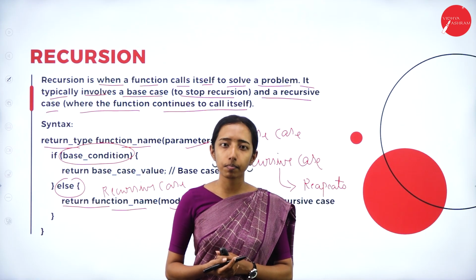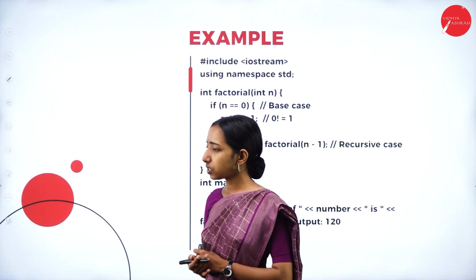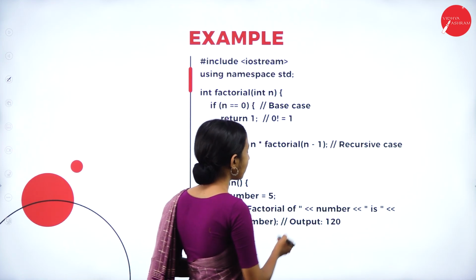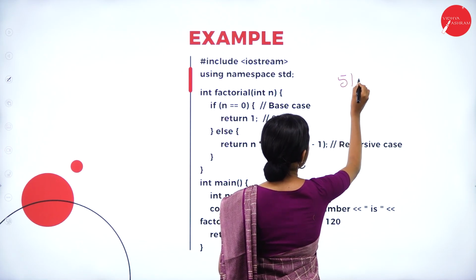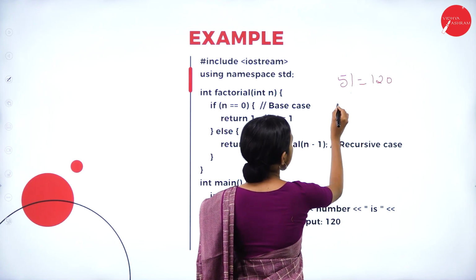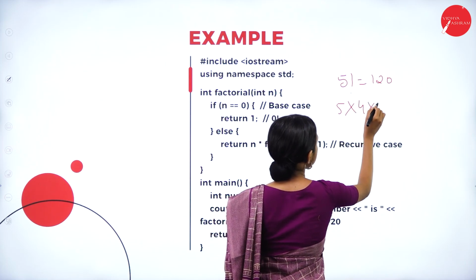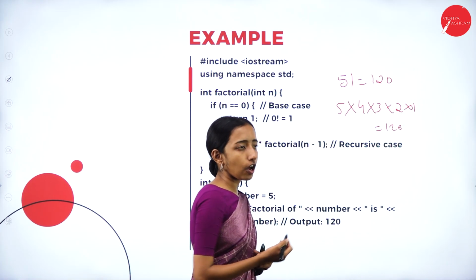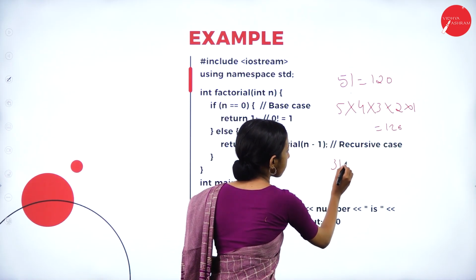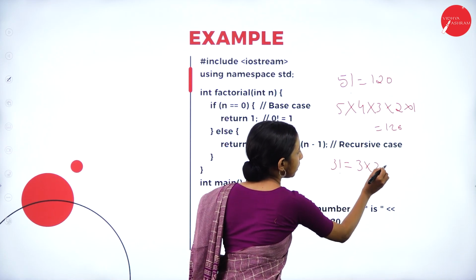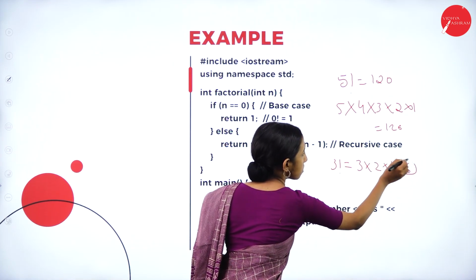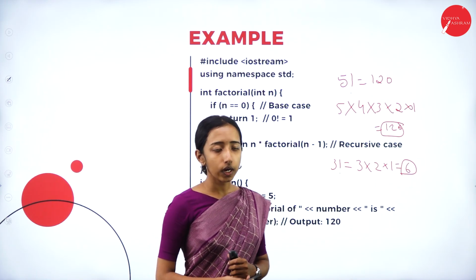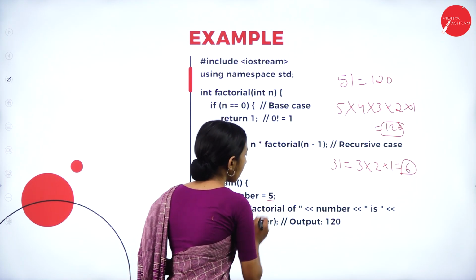Let us see an example of how recursion works. We have a simple example of a factorial. In mathematics, the factorial of 5 is 120, so 5 into 4 into 3 into 2 into 1 equals 120. The factorial of 3 is 3 into 2 into 1, which equals 6. So these are the factorials of a given number. Here I have taken 5 as the number.